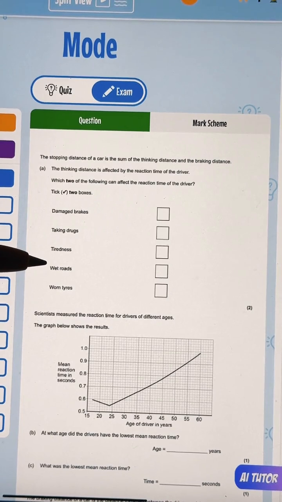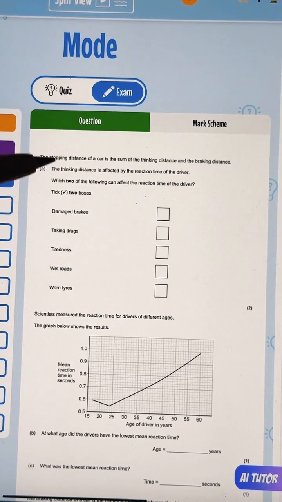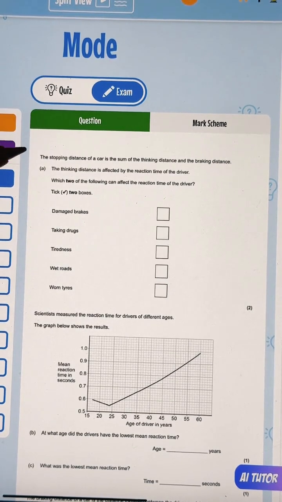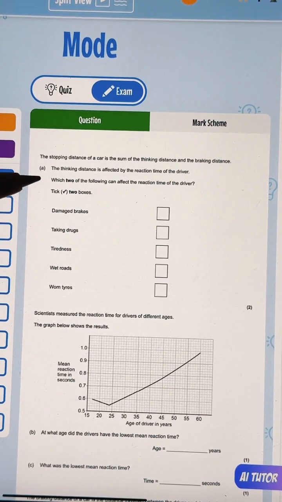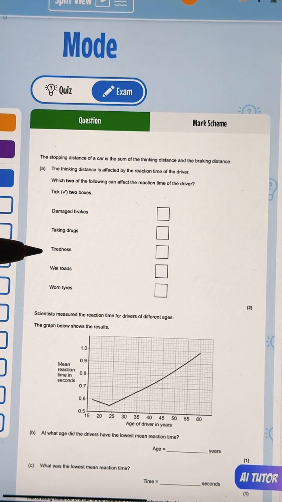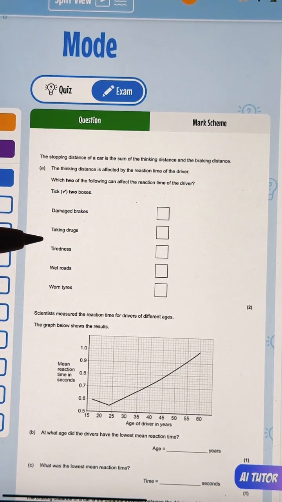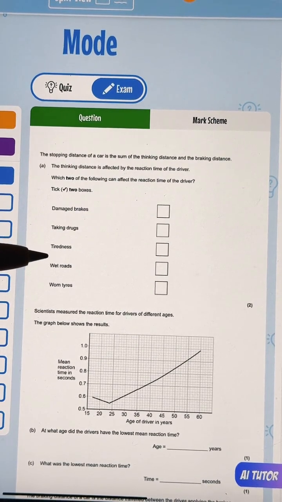So this is for affecting the reaction time of the driver, so it's how quickly they're going to react. So we've got an answer already. Someone said B and C, so that is taking drugs and tiredness. Anyone else have anything different? Do you think it's different, or do we agree?